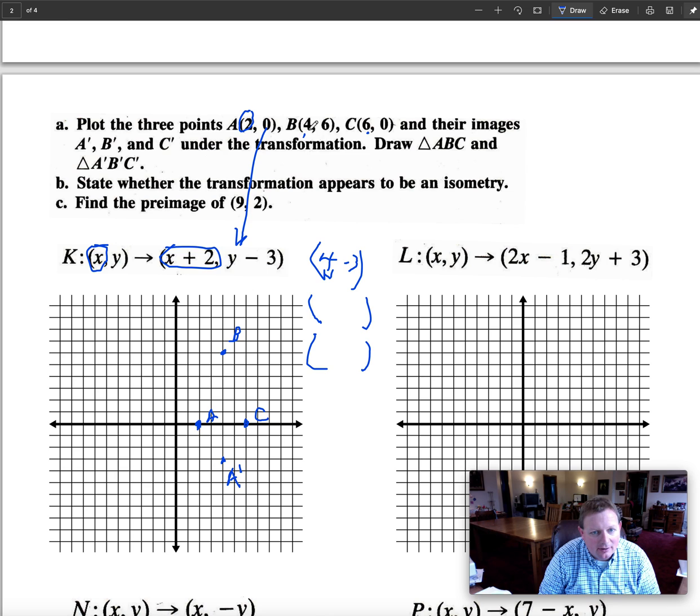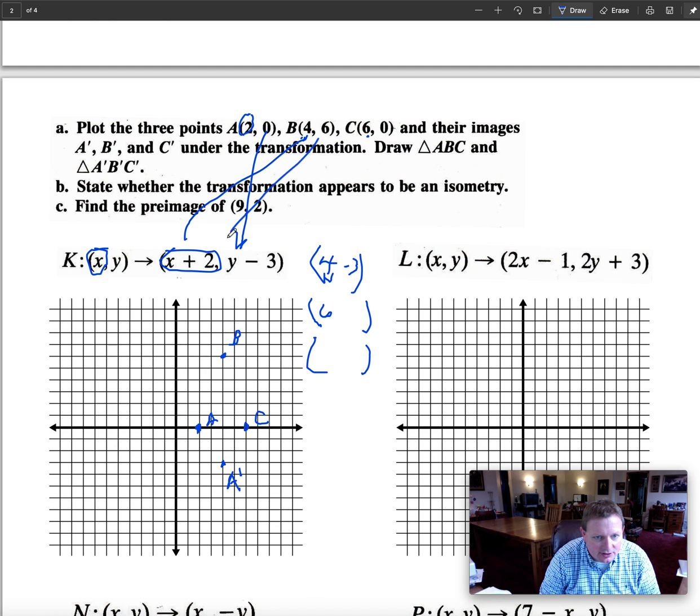Then we got a B. It was 4, 6. But now we're going to take the 4 and we're going to add 2. So it becomes a 6. We're going to take the 6 and, whoa, goes over here. And we're going to subtract 3. Almost missed that. And then that becomes 6, 3. So then B becomes 6, 3. And we call that B prime. B went to B prime. C, we're going to plug 6 in.